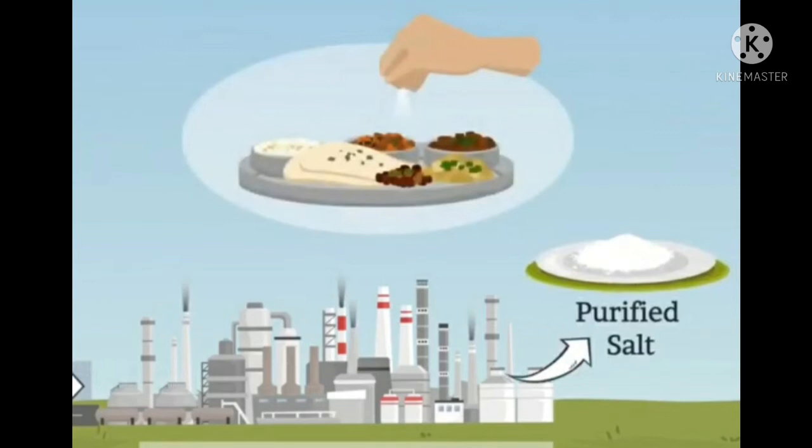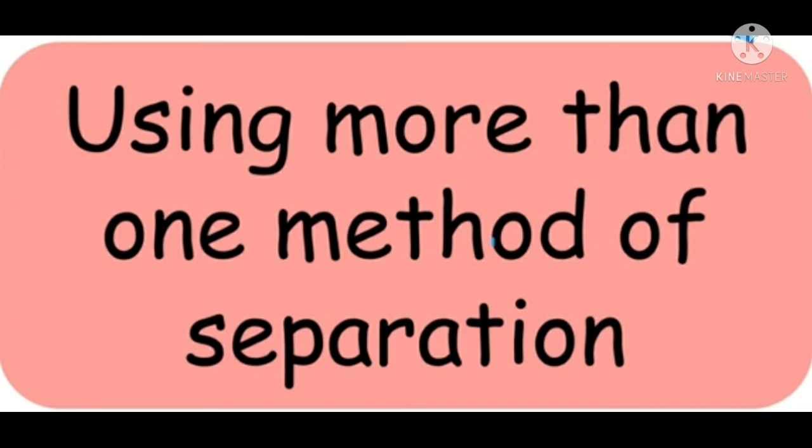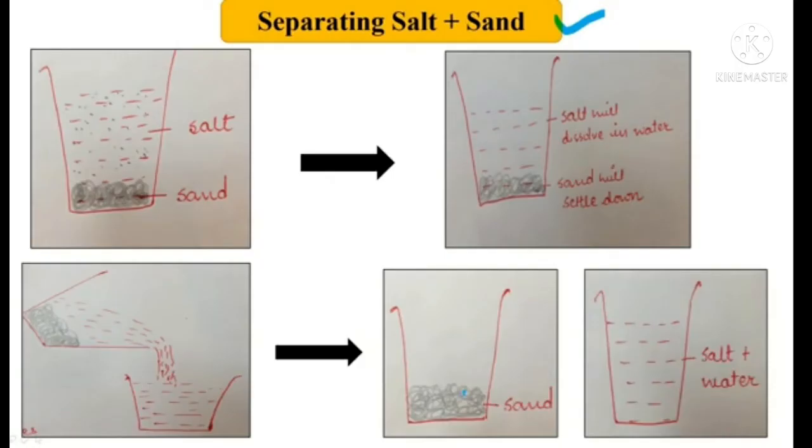Sometimes in a mixture there are more than two substances mixed. So in that case, we cannot use only one method to separate the substances from the mixture. In that condition, we need more than one technique or method to separate the substances. Let's learn about using more than one method of separation. Suppose in a solution, sand and salt water are mixed. So how do we separate these?